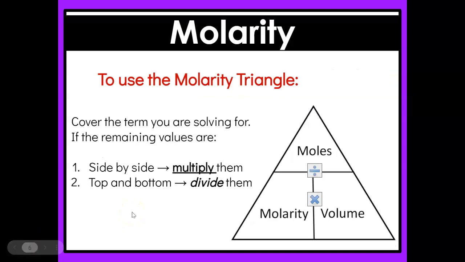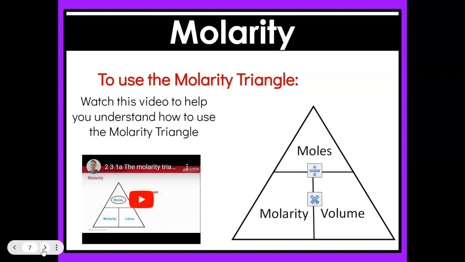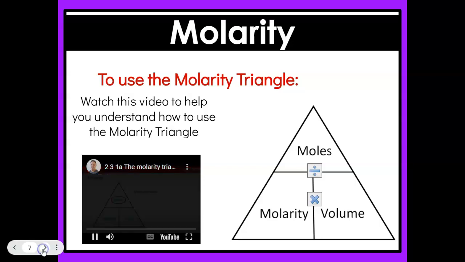So if they're side by side, you multiply them. If they're on the top and the bottom, you divide them. Okay, and that's just the general rule for the molarity triangle. And if you want to use your molarity triangle to help you, like if you're not algebraically savvy and you can't just recognize how to plug them into that original equation, you can watch this video that's embedded in the slideshow, which of course you guys have access to.